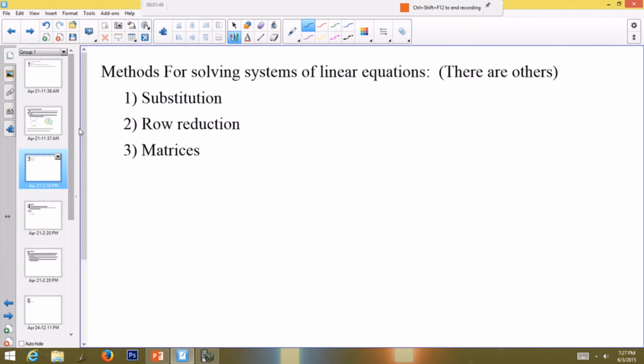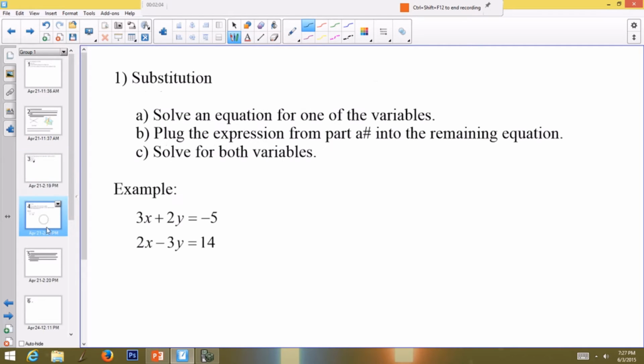All right, so we're going to talk about 3 methods for solving systems of linear equations. There are others. This is going to be the big one that we will be using most often, but I just thought I'd review the algebra here for the other 2, and we'll do a couple simple ones. So first of all, you could do substitution, which is basically solving one of the equations for a single variable and then plugging that expression into the other equation.